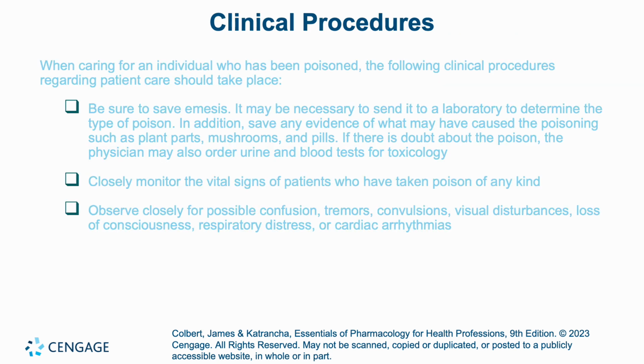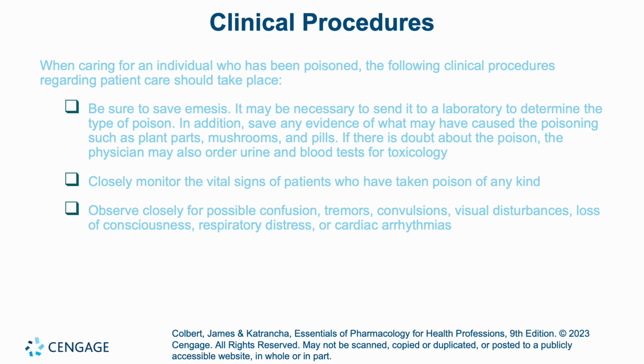Clinical procedures. When caring for an individual who has been poisoned, the following clinical procedures regarding patient care should take place. First, make sure you save the emesis. Remember, that means the vomit. It may be necessary to send it to a lab to determine the type of poison. In addition, save any evidence of what might have caused the poisoning, such as plant parts you found near the patient, mushrooms, pills, bottles of cleaner.